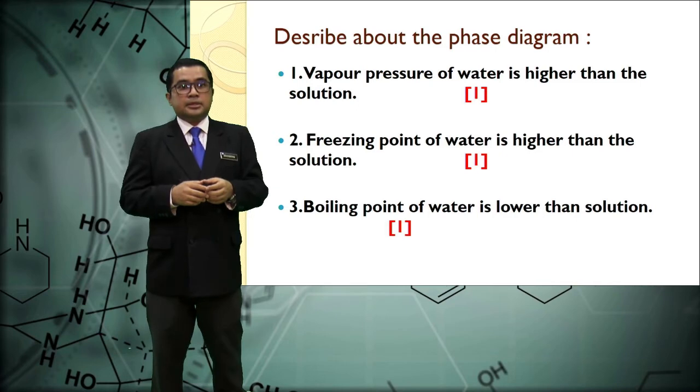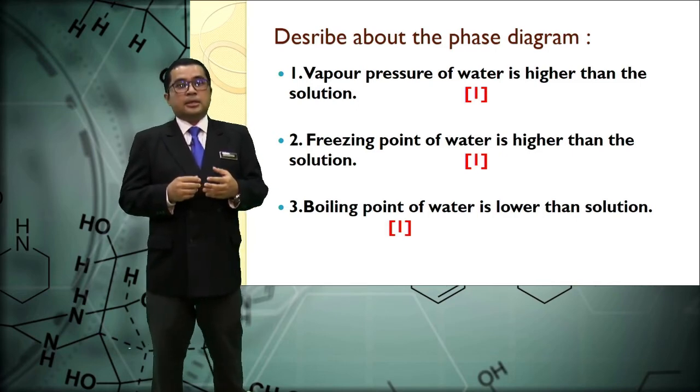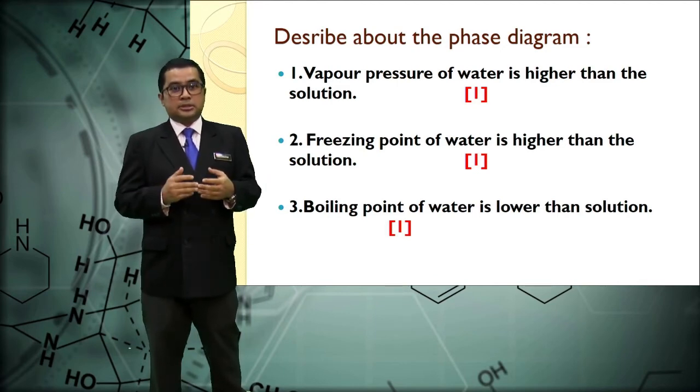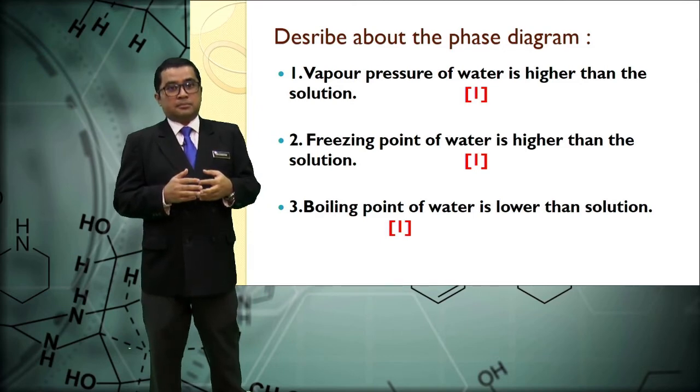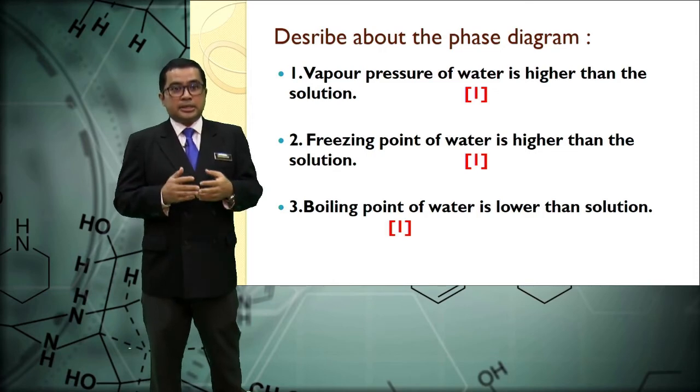The second mark is given on the freezing point. The freezing point of water is higher than the solution, or you can say that the freezing point of the solution is lower than water. So that is for the second point. The third point is you have to talk about the boiling point. The boiling point of water is lower than the solution.